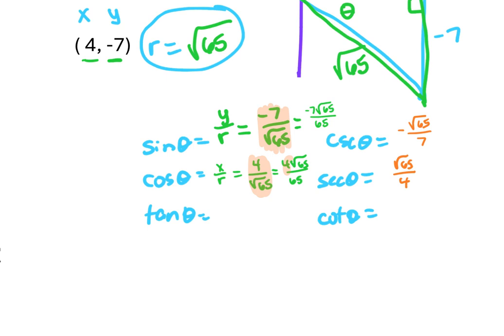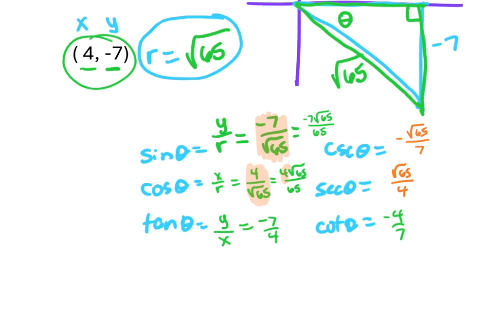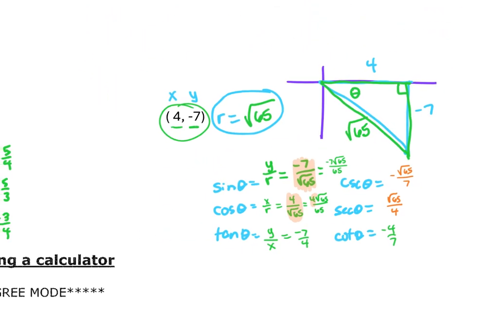And then last one, let's take a look. For tangent, we're going to memorize that that is y over x. And so we are looking at those two values. So negative 7 over 4. So our cotangent, when we flip it, is negative 4 over 7. And boom, we're done.